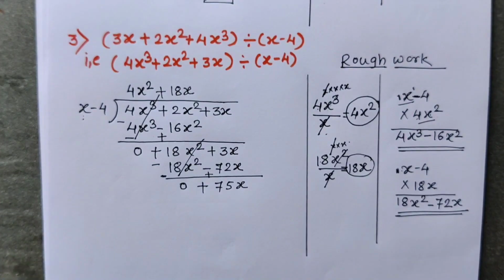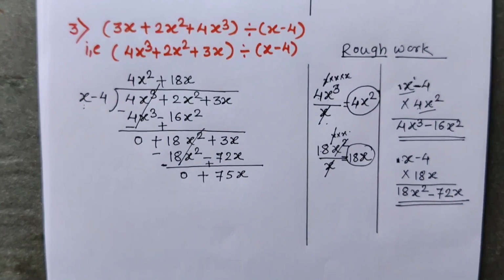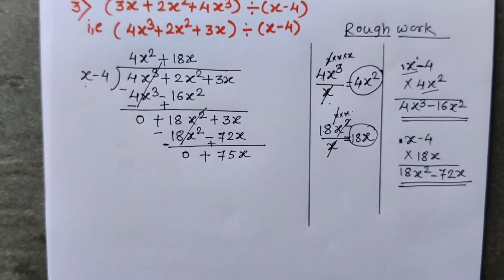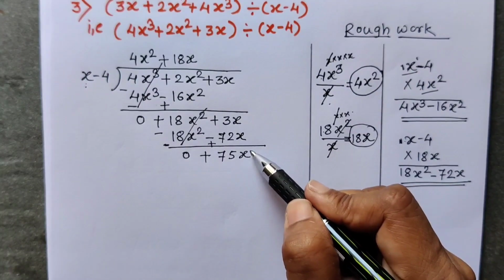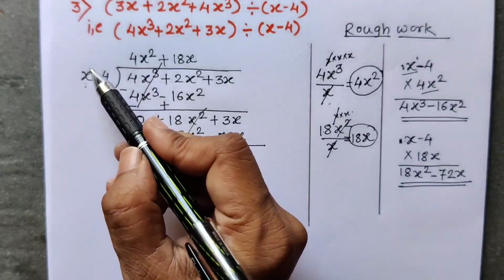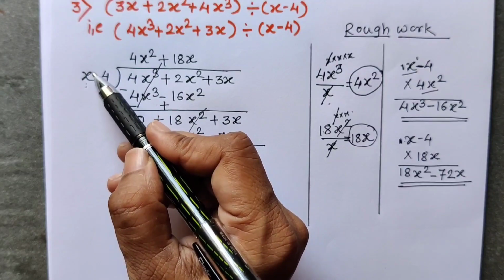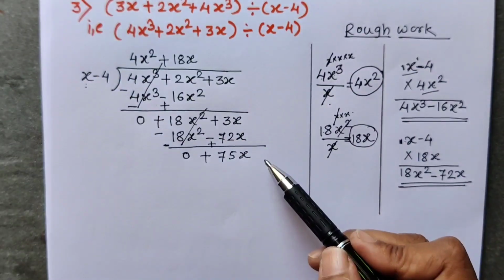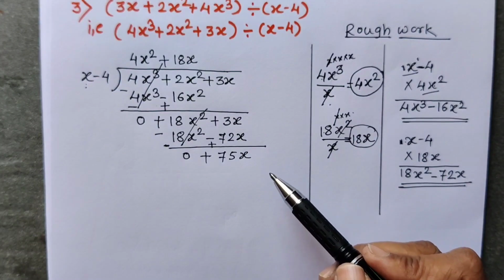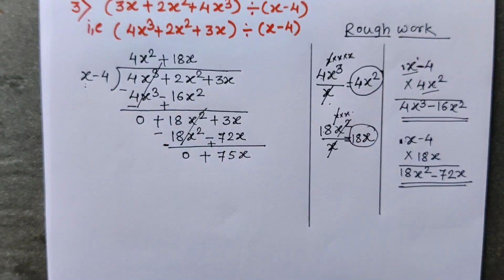Okay, now see children, the third step we are getting. Here the index of x is 1, here also the index of x is 1. In the divisor also the index is 1, in the dividend also the index is 1. Index is same, so we can solve the sum. When the index is same, the sum can be solved.